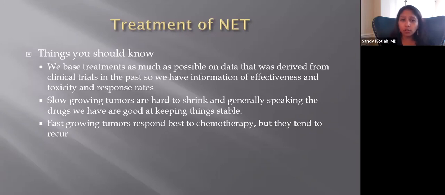So slow growing tumors are typically hard to shrink because they don't grow fast enough for chemotherapy to have an effect of damaging the DNA and getting them to stop growing. So most of the treatments we have are really good at keeping things stable, but not so great at always shrinking things. Whereas fast growing tumors, because they grow so quickly, can respond really well to chemotherapy, but then they tend to come back. So, there's good and bad.